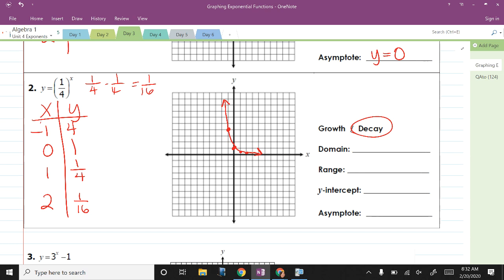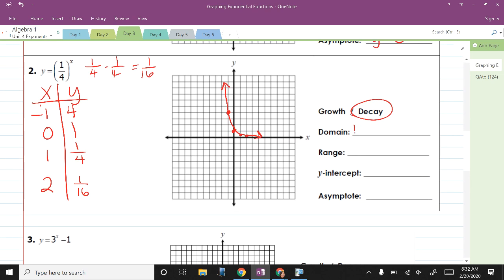Okay? All right, domain. What are my x's doing? From left to right, it's going to hit everything eventually, isn't it? So all real numbers. You want a clue? All the domains are going to be all real numbers. Spoiler alert.